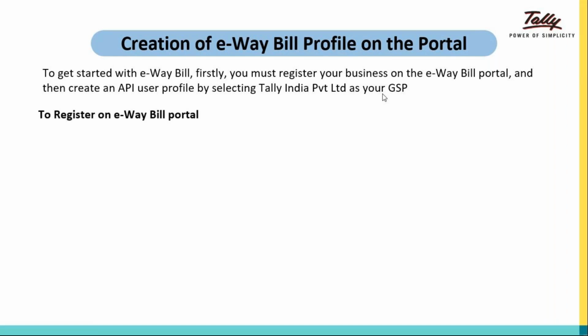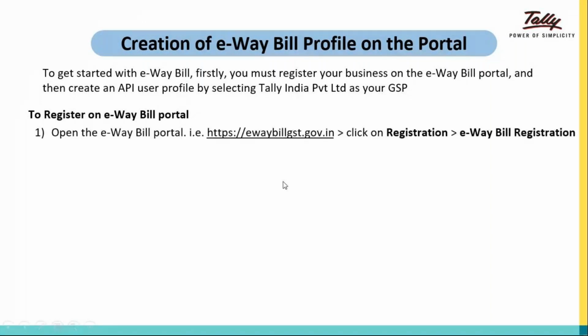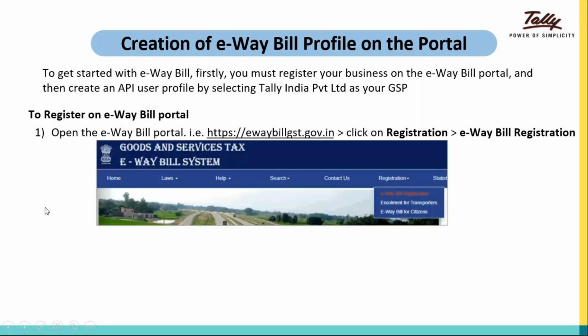Okay, so pay attention. So first, to register on the e-way bill portal, that means first you need to register whatever business that you are running in the e-way bill portal. So for that, you need to visit this particular website. So open the e-way bill portal. So this is the link for it. Okay, ewaybillgst.gov.in. Okay, so this is the website that you need to visit in order to register. So this is how it will look.